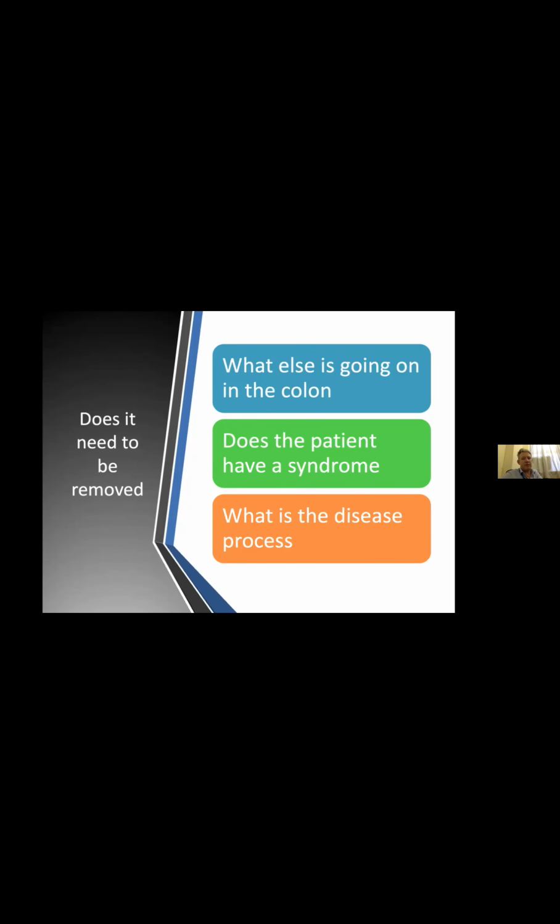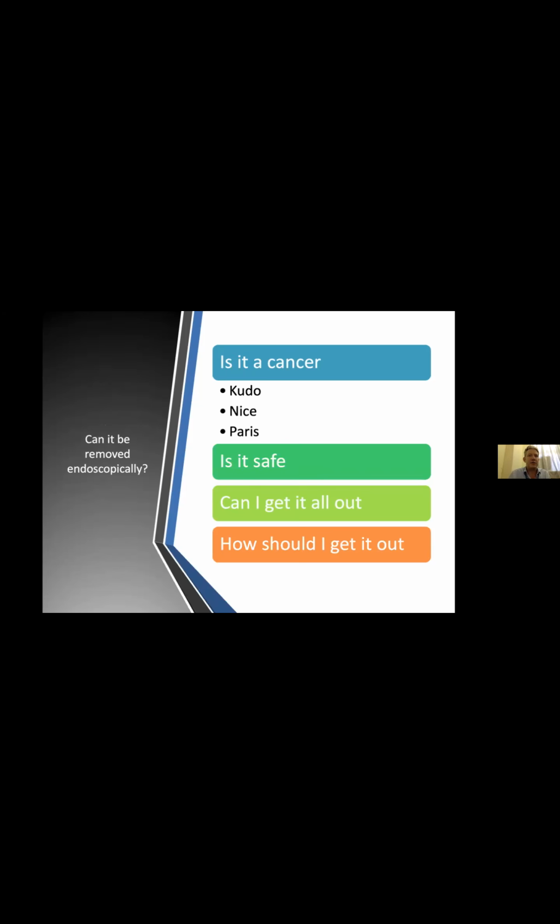And you need to know, what is the disease process? Is there ulcerative colitis? In which case, just proving dysplasia might be enough to send the patient for colectomy, and removing all polyps in all patients with ulcerative colitis might not be necessary. The next question you need to ask yourself is, can it be removed endoscopically?